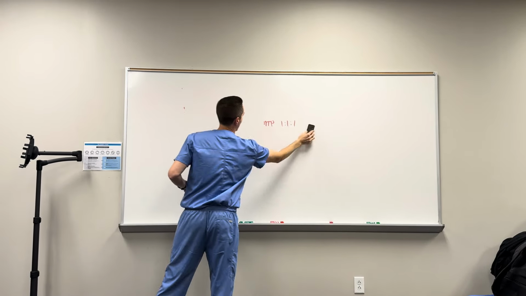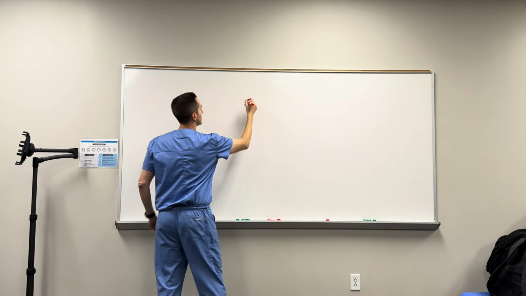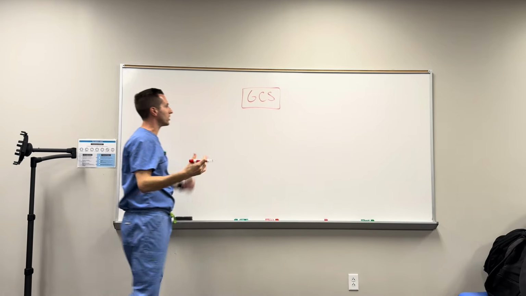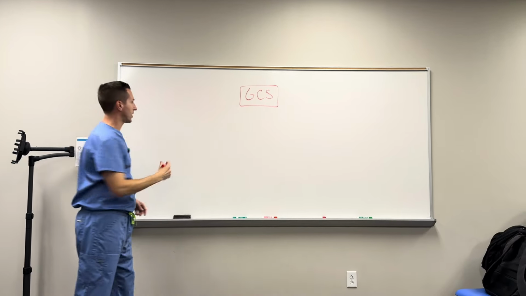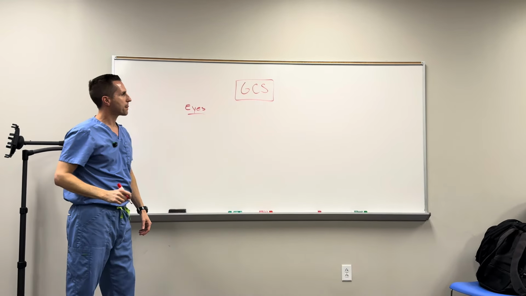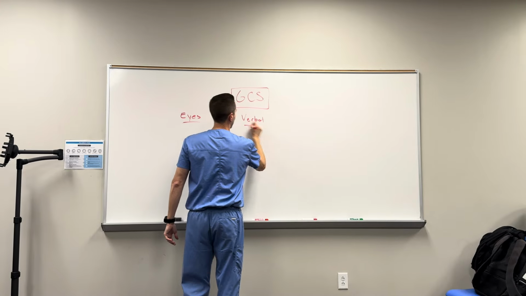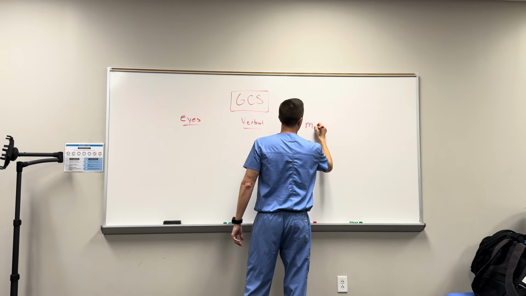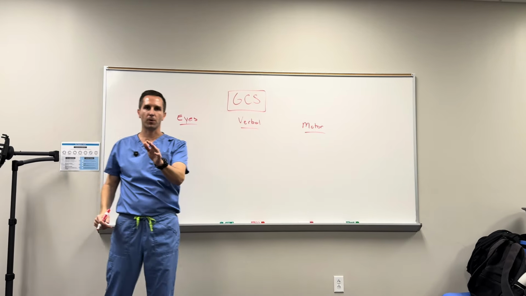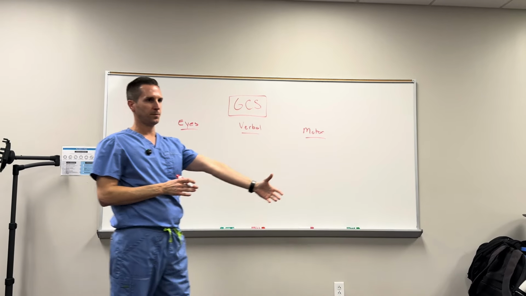So what are the 3 components to the GCS? Responsiveness. We say eyes, right? So eyes are 1. Verbal is the other. Motor, okay? So of these 3, which one is the most important prognostic indicator for how a patient is going to do?